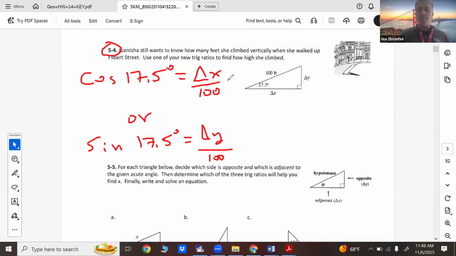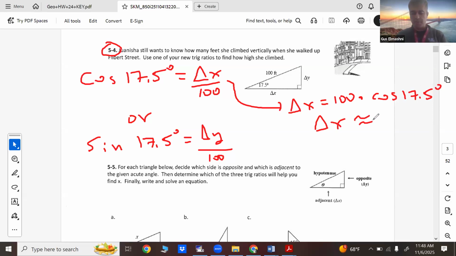Correct. Let's do delta x first. So delta x will equal 100 times cosine 17.5 degrees. A little bit of algebra going on here. Delta x is approximately, what's that going to be? Cos 17.5 times 100. We'll go to 2 decimal places. We'll say it's 95.37. So it means you walk that much horizontally. And that's in feet? Yeah.